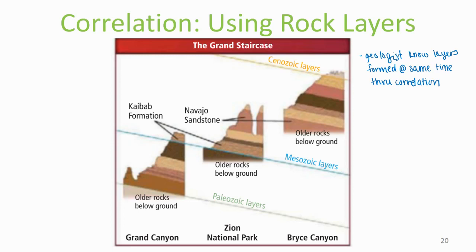This is known as the Grand Staircase. So with the Grand Staircase, the top layers of rocks at the Grand Canyon are identical to the bottom layers at Zion National Park, and the top layers at Zion National Park are the same as the bottom layers at Bryce Canyon. And we can see the dates of when these layers formed, the eons in which they formed, or should I say eras, actually.